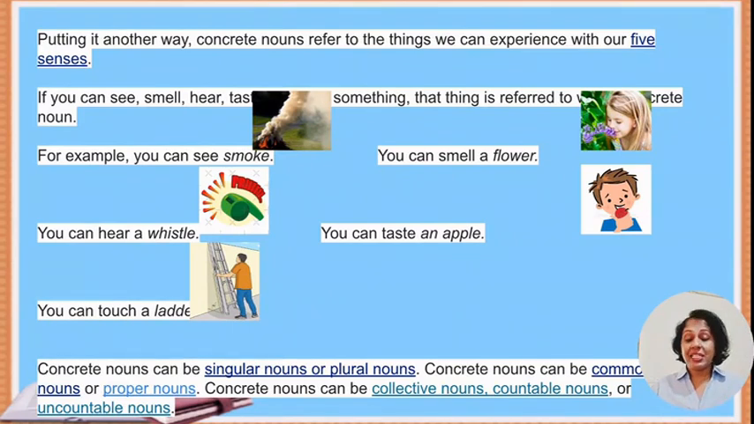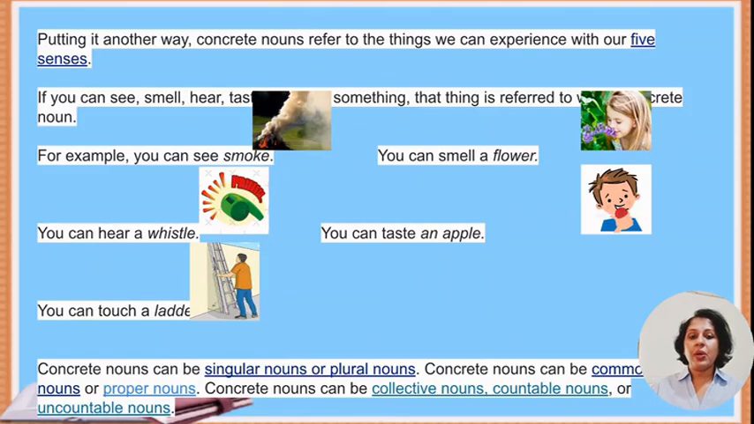You can taste an apple. If you take an apple or a mango and take a bite of it, you can taste it, right? You can experience the taste, whether it is sweet or sour. So apple, mango, all these you can taste. So that's a concrete noun. You touch a ladder, you touch a table, you touch a pen, you touch a computer. All these are concrete nouns.